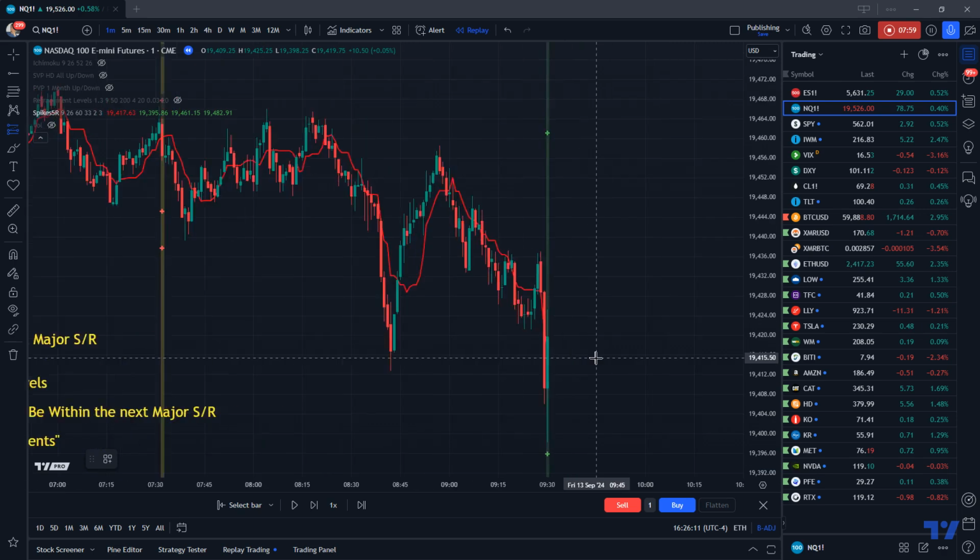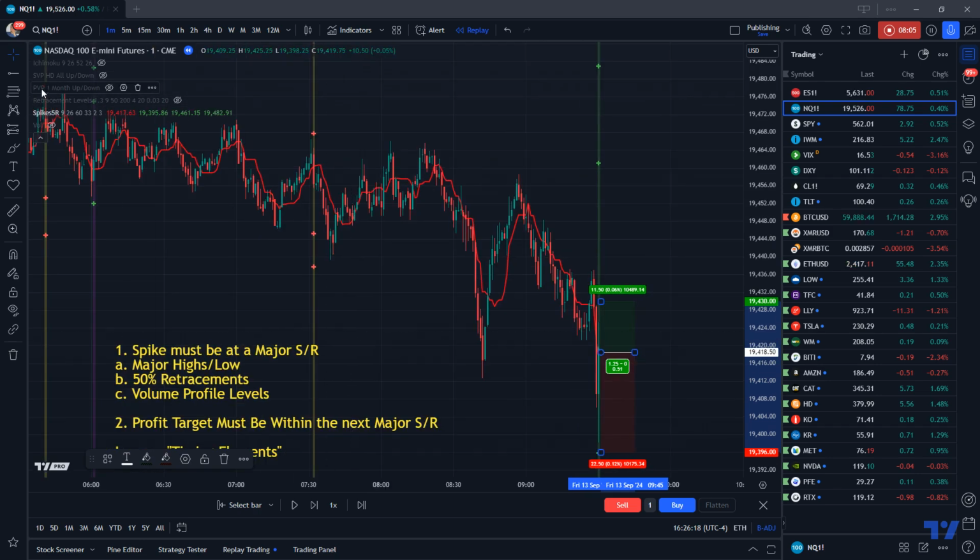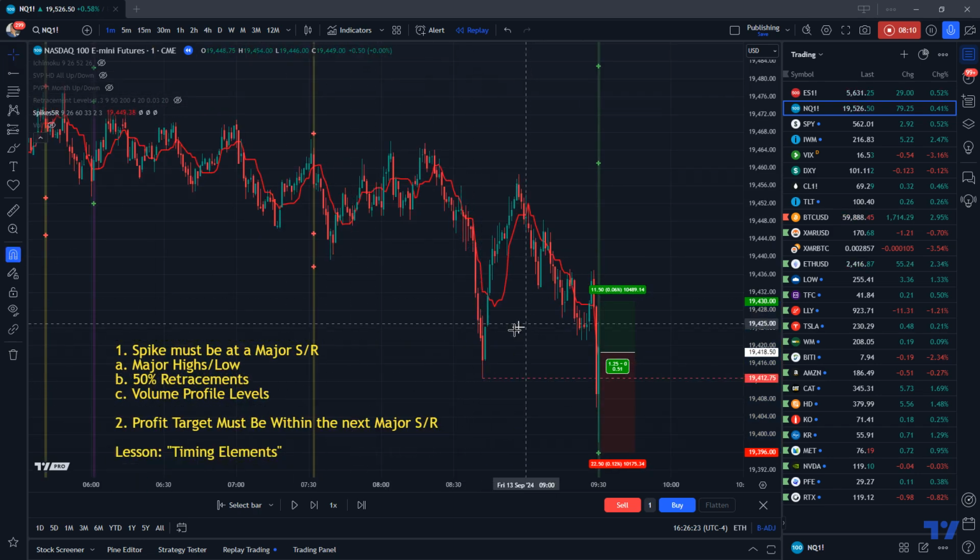All right, so we're going to set this one up again at our Tenkan-sen here. Our stop. This is a long trade. Oh, where did this spike happen? I'm getting ahead of myself. It happened at this pre-market low that was set at 842 this morning.